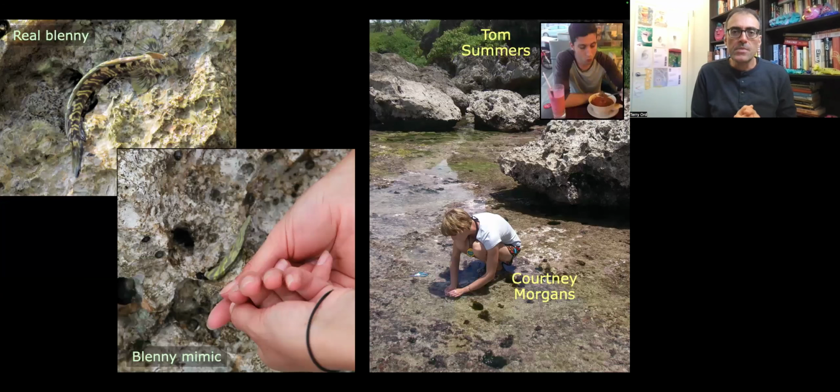There's two of my graduate students, Tom Summers and Courtney Morgans. They used blenny mimics. Now, this is essentially creating plasticine models of blennies. It sounds really strange, but the idea is you put this out in the environment and predators are fooled by them and they try and attack them and they'll leave their impressions or their bite marks in that plasticine, and we can see what proportion of those mimics have been attacked compared to those that haven't in the different environments.